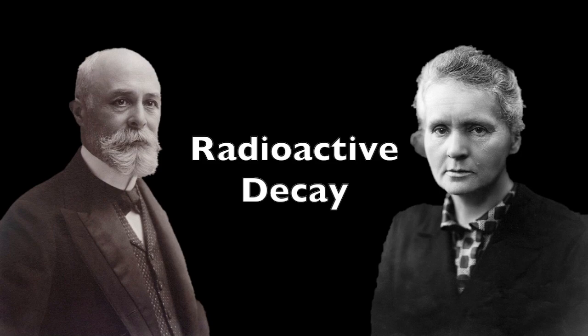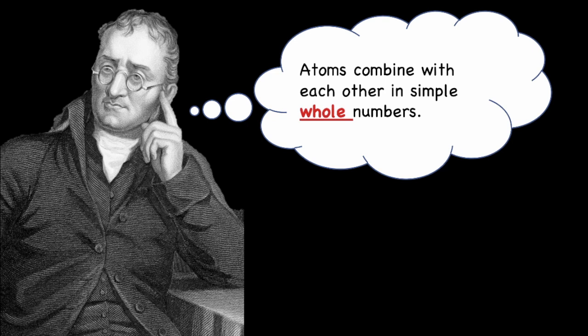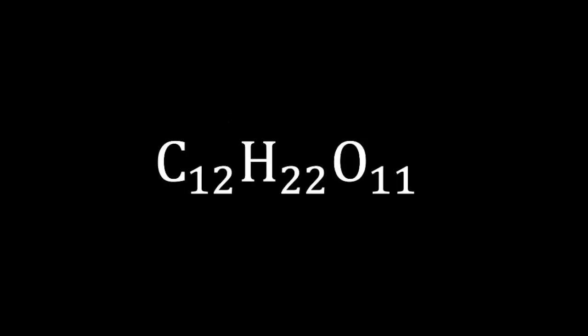Years in the future, scientists will also discover that atoms can be changed into other atoms through radioactive decay and nuclear reactions. Atoms combine with each other in simple whole number ratios to form compounds. Close, but the ratios aren't always that simple. Take a look at this chemical formula, C12H22O11. You can't say 12 to 22 to 11 is simple, can you?